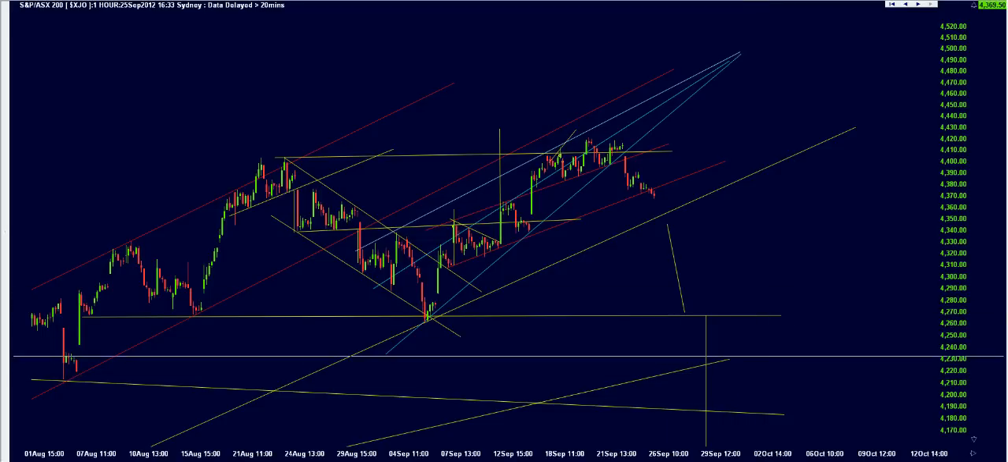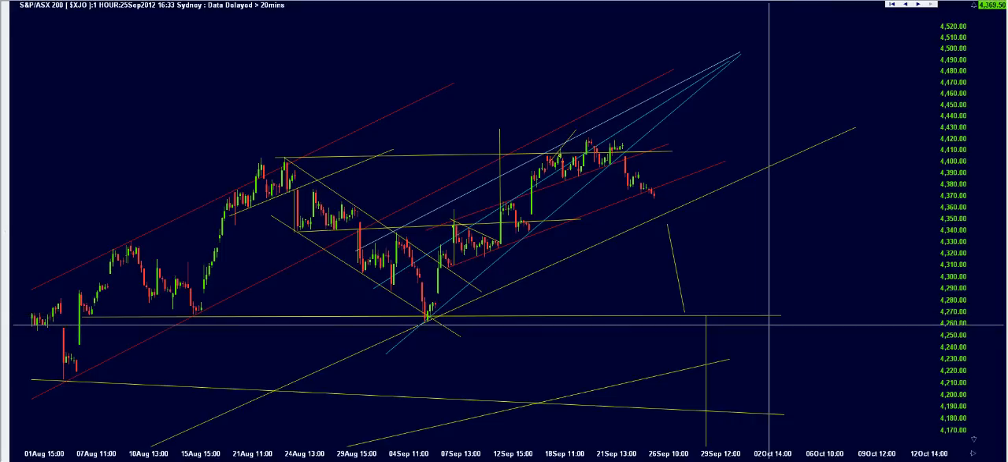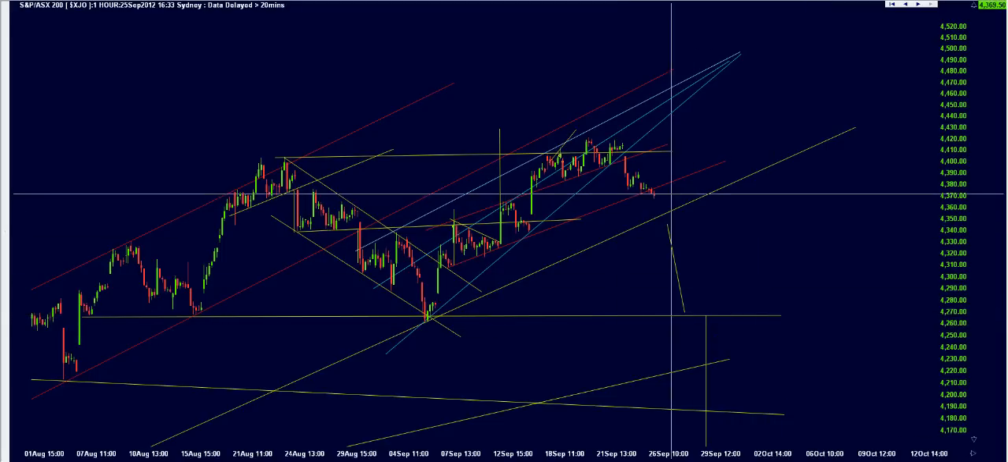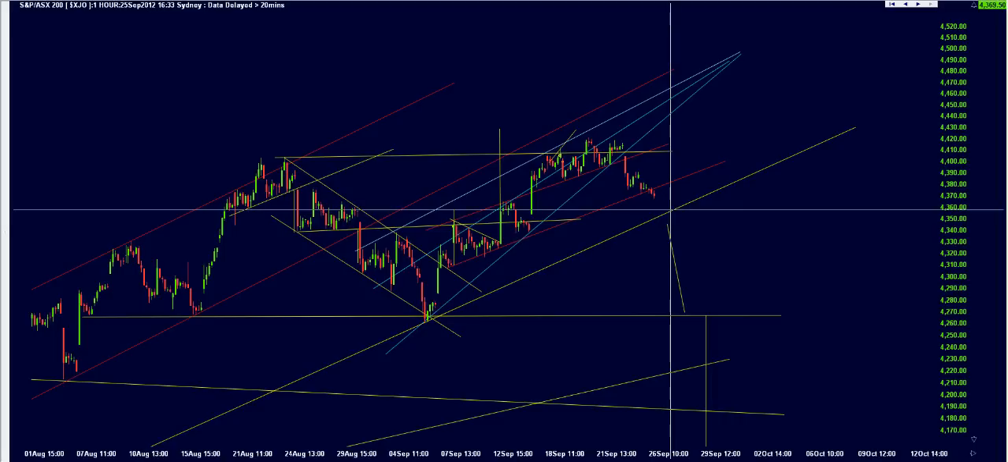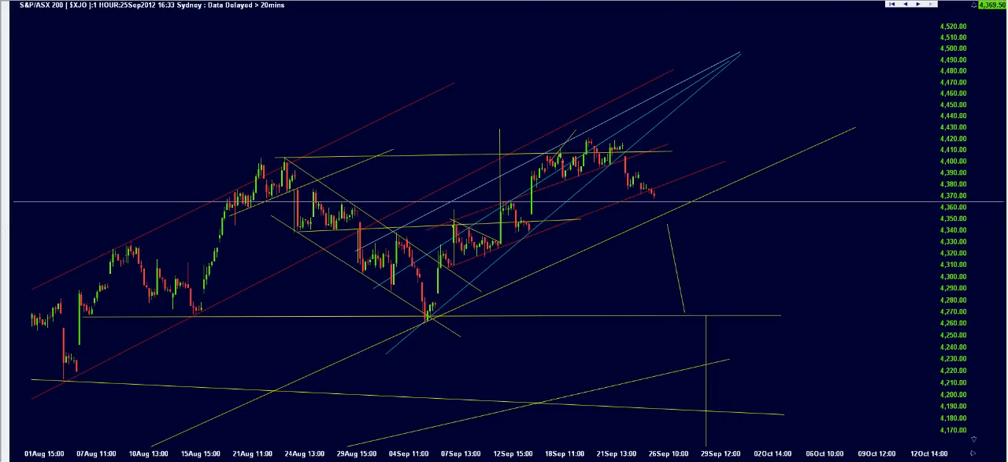So it is wise at the moment just to keep your eye on this 4,260, 4,270 area. But I think tomorrow it'll be this rising level of support around the 4,360 area that should be putting up a fight.